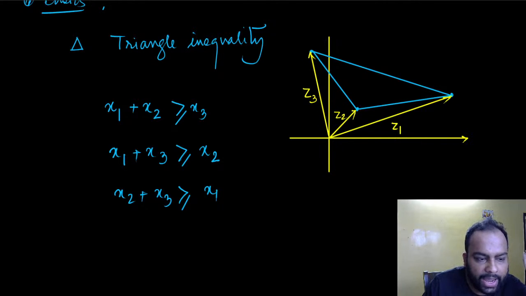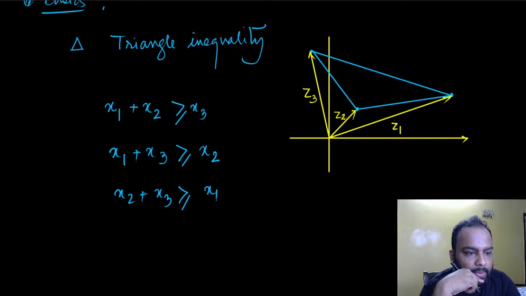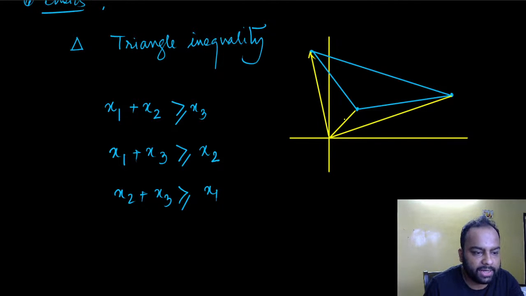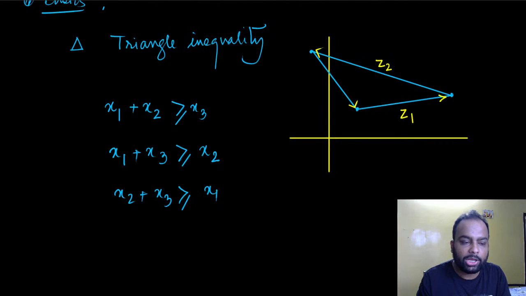Again, you people know how I define the length of this vector. Let's define it slightly differently. Let's say there is this vector, this vector, and this vector. Let's say this vector is z1, this vector is z2, and then this vector is z3.